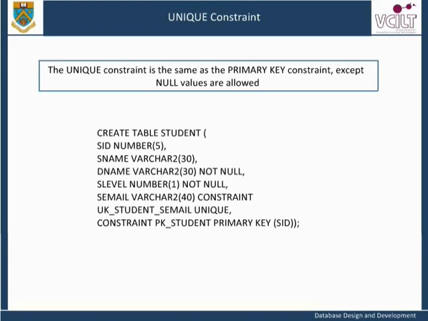Again, an optional user-defined name, UK_student_semail, is given to the constraint. This is a good practice in Oracle because when the unique constraint is violated, the system will generate an error message containing the name. Similar to the primary key constraint, the constraint's name helps pinpoint the violation.